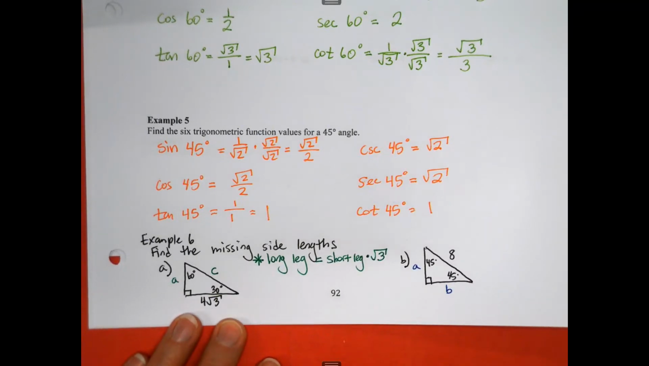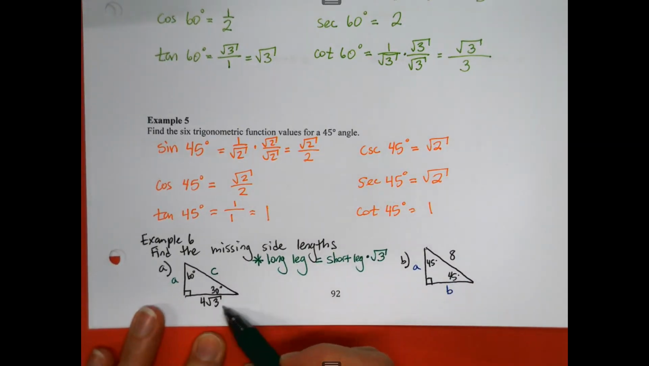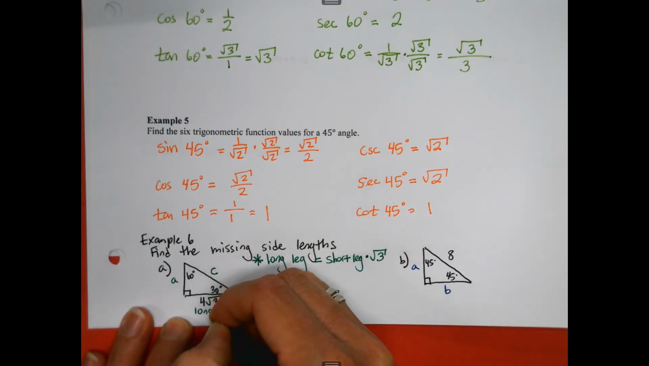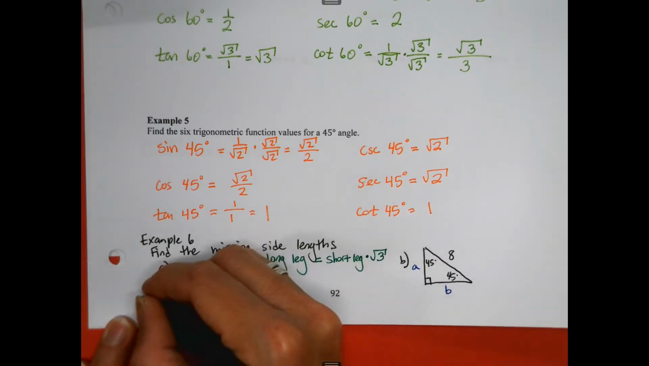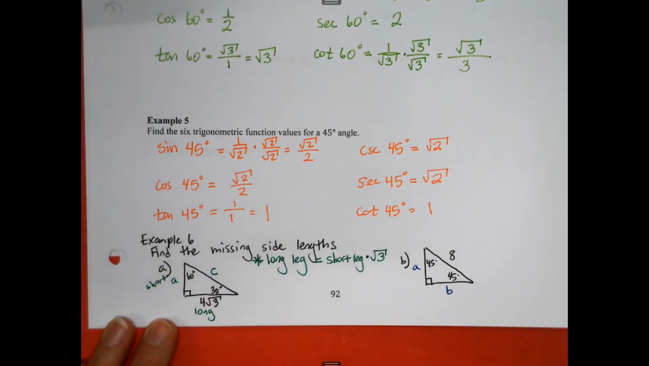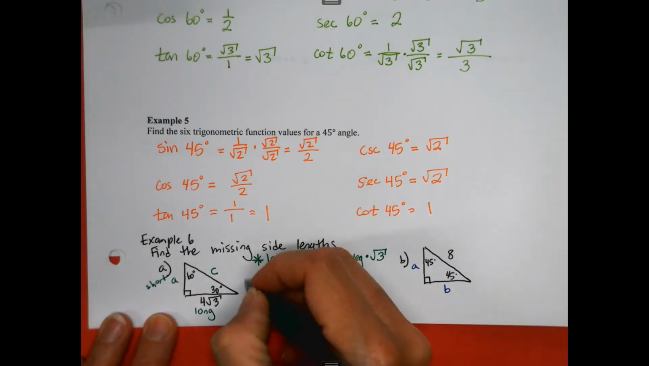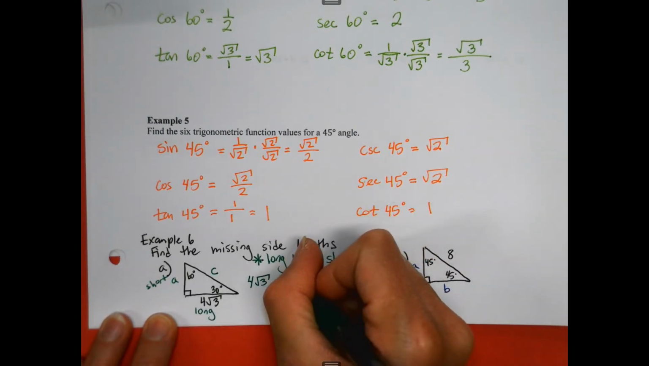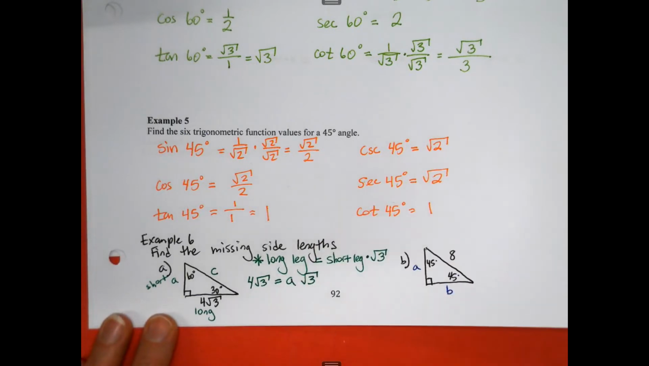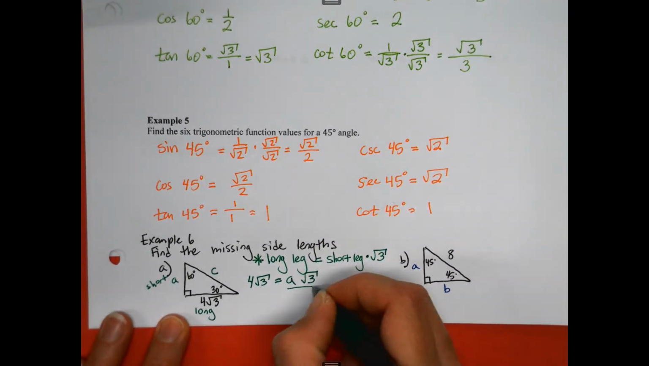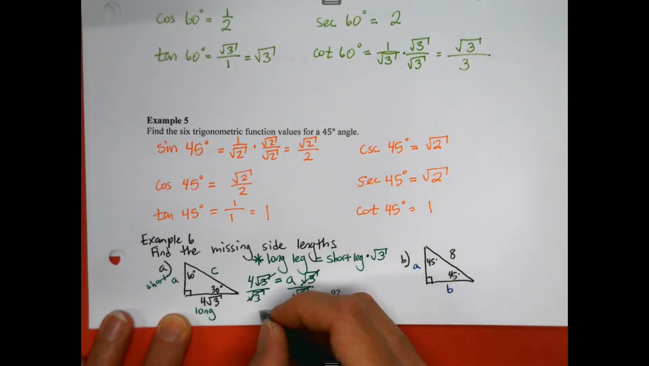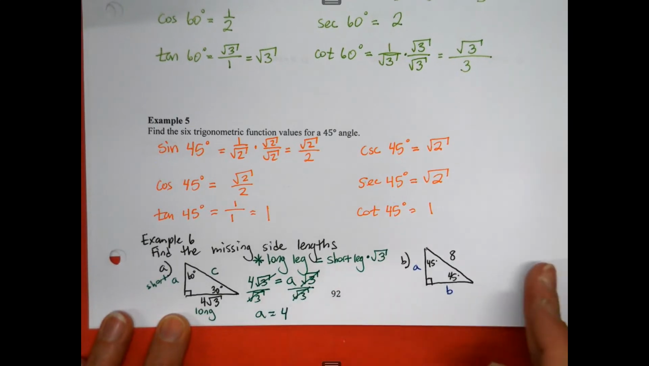So what's the long leg? Well, the long leg is the one that's opposite the big angle. So this side here is the long leg. This is the short leg, and then C is our hypotenuse. So we know that our long leg, or 4 times the square root of 3, is equal to our short leg, which is A, times the square root of 3. If we divide both sides by the square root of 3, we find out that A is equal to 4.